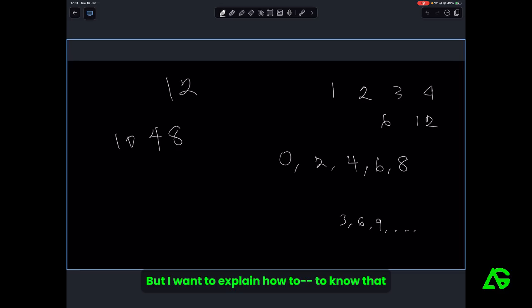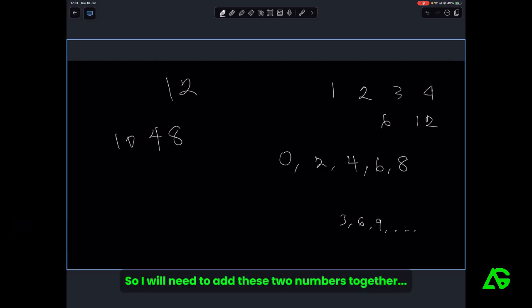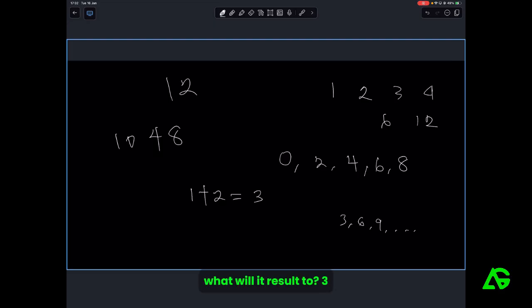But I want to explain how to know that this number is divisible by 3. The two digits present here are 1 and 2, so the digits in the given number, we are going to add together. Once the result is a multiple of 3, that makes the number divisible by 3. So I need to add these two numbers together: 1 plus 2. If I add 1 plus 2, what will it result to? 3. Is 3 a multiple of 3? Yes. That means this number is divisible by 3, meaning 3 can divide this number.